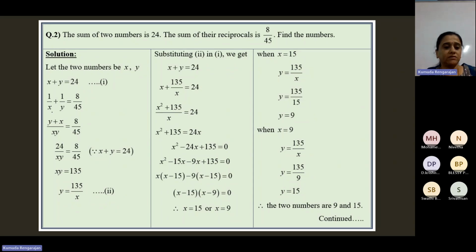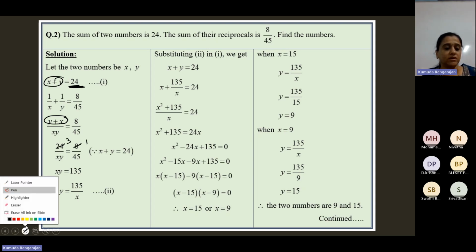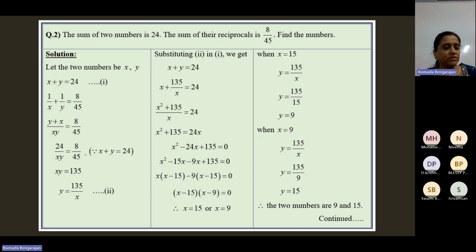So after taking the common denominator xy, you get y plus x over xy is equal to 8 by 45. But what's the value of y plus x? Y plus x is 24. So 24 by xy is equal to 8 by 45. And when you cross multiply, 8 ones are 8, 8 threes are 24. So xy is equal to 135. So y is equal to 135 by x, or x is equal to 135 by y.